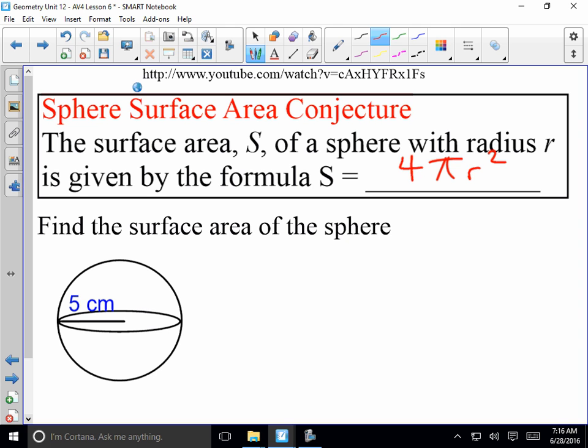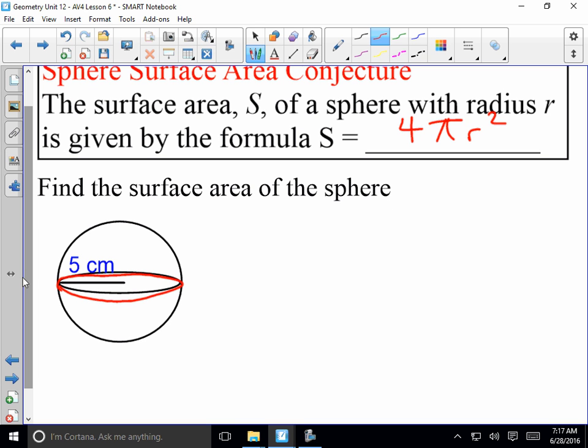It's a very interesting ratio between the area of a circle, or the area of the great circle, which is the circle that goes around the middle of a sphere, and the surface area for the entire shape.